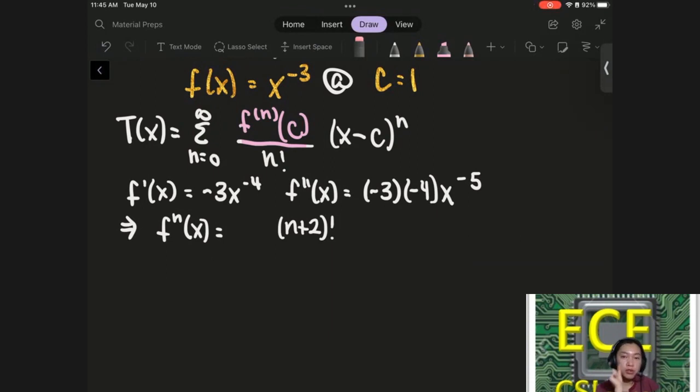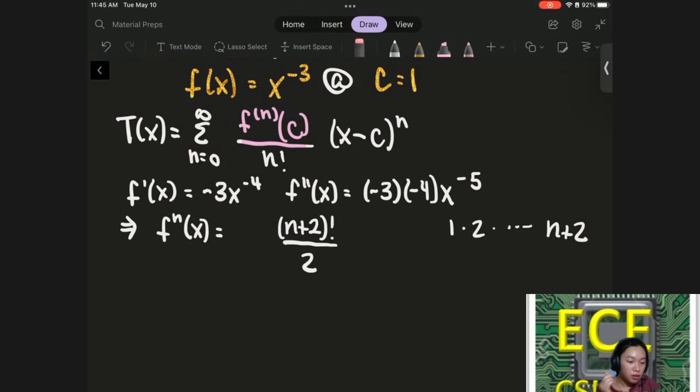But the problem is with the factorial, there's a 2 in front of it, because it'll go from 1 times 2 times blah, blah, blah, to n plus 2. So how do we get rid of that 2? Divide by 2. Okay.